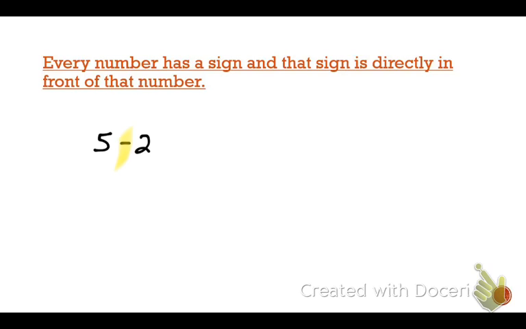Because if you think about it, we know in our heads 5 minus 2 is 3, but think about our rules. Same sign, add the numbers, keep the sign. If I added those numbers, I would get 7, okay? Different signs, subtract and take. So just be careful. Every number has a sign, and that sign is directly in front of that number.